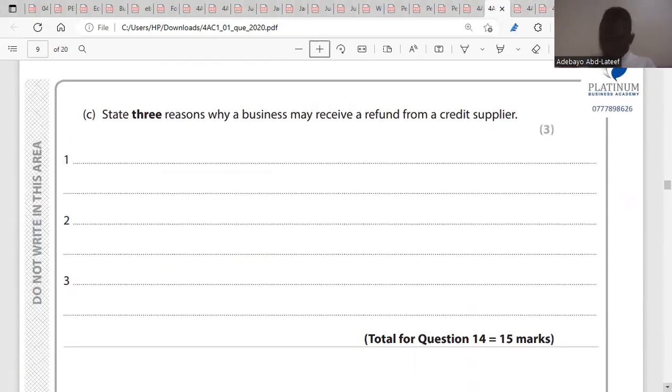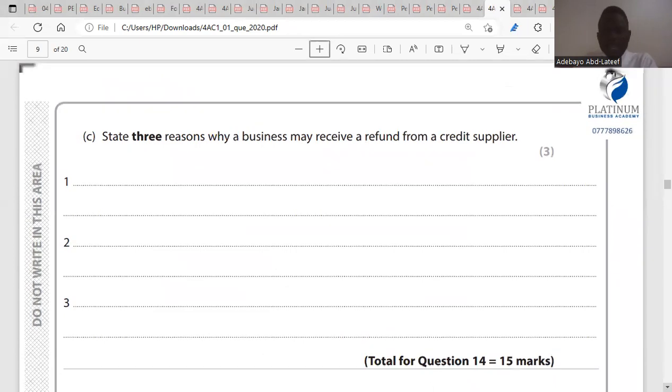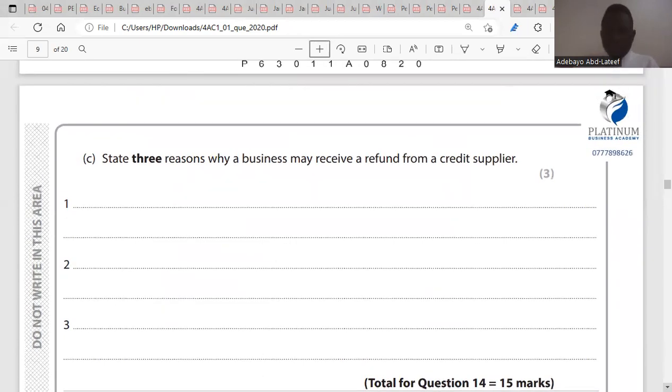They said, state 3 reasons why a business will receive a refund from a credit supplier. Why will you receive a refund from your supplier? Refund means your supplier is paying you back. So if your supplier is paying you back, that's why I told you to write cash or bank. The supplier will not be giving you products. Rather, the supplier will be giving you a check or cash. Yes or no?